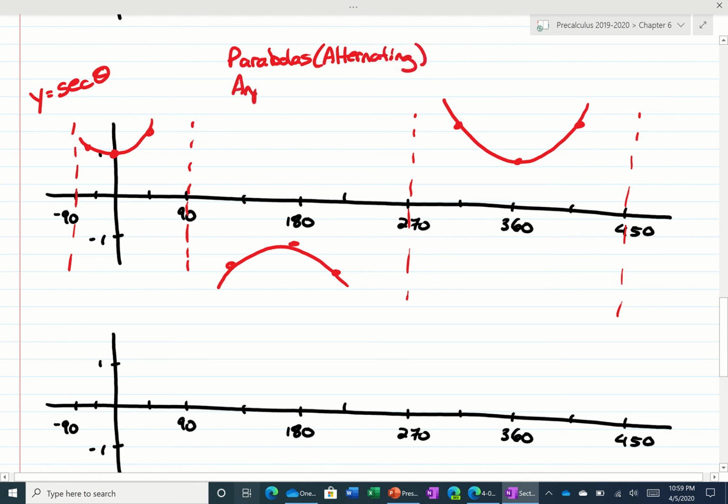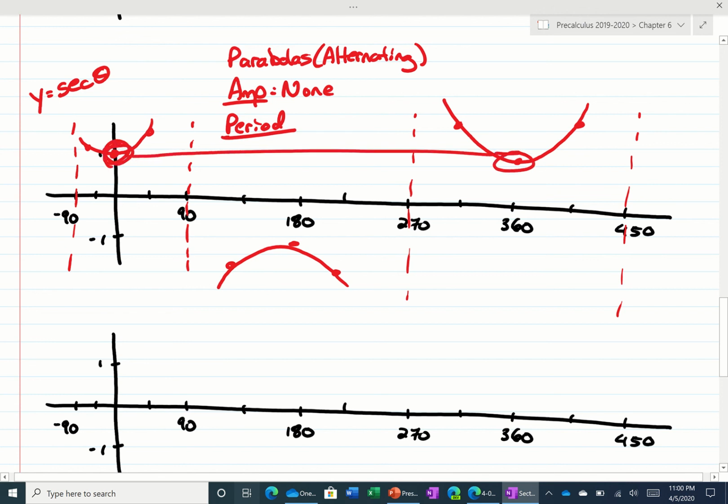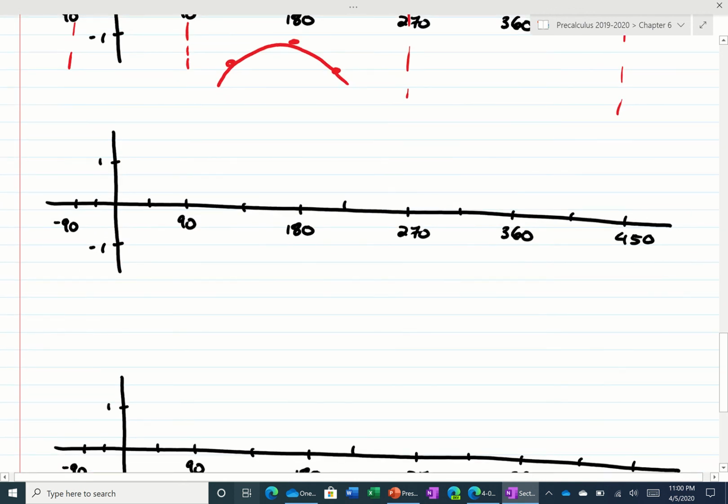There's no amplitude unless it's a wave. This is not a wave, so we say that the amplitude is none. And as far as the period, well, looks like it's 1 right here. The next time it's 1 and going up would be right here, 360 degrees later. So all of our periods so far are 360. Let's go to tangent.